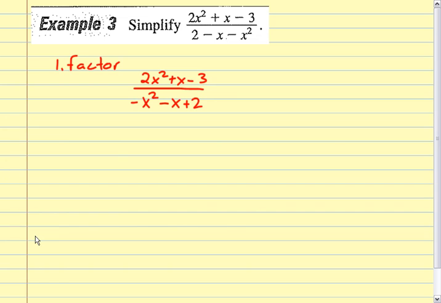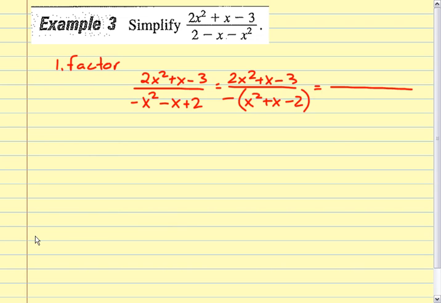Now, what do I not like about the thing on the bottom, Taylor? It's negative, okay? So the first thing I'm going to do is I'm going to say 2x squared plus x minus 3 over negative. I'm going to pull the negative out. What's left inside? Bella? X squared plus x minus 2. Beautiful.